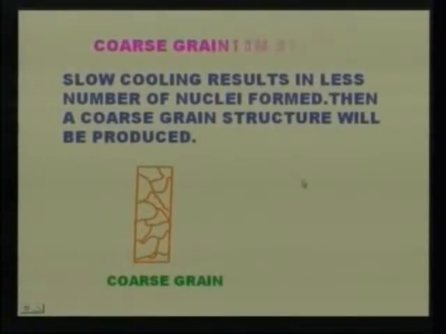Now let us know about the coarse grained material. What is coarse grained material? This coarse grained material is developed due to the slow cooling. Now let us see. Slow cooling results in less number of nuclei formed. Then a coarse grain structure will be produced. Here see, the number of nuclei is lesser here. So that's why the crystal size is bigger. Therefore, number of crystals is reduced. That's why this structure we can say coarse grained metallic structure.